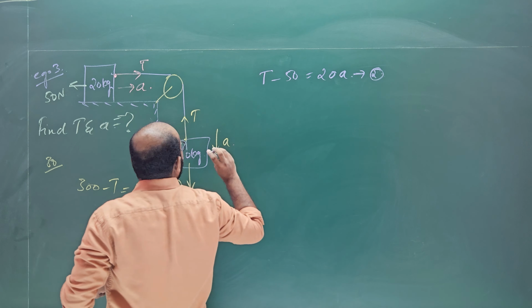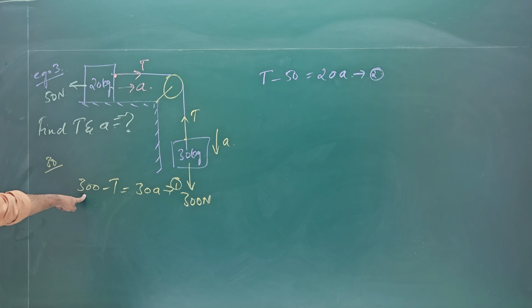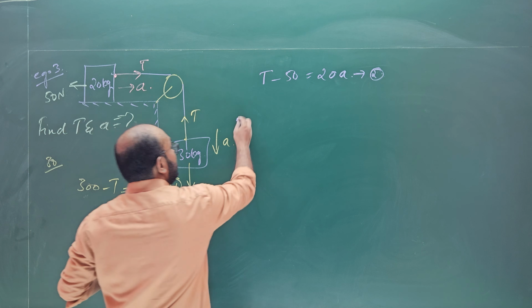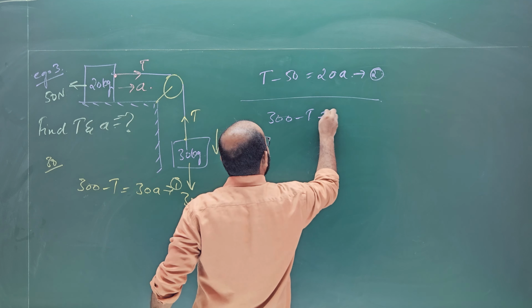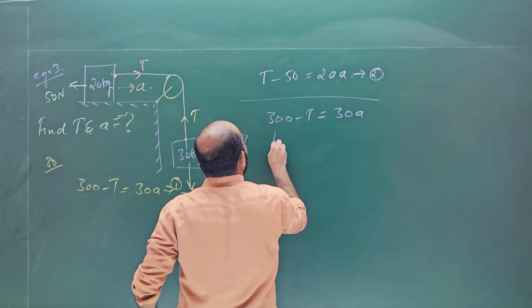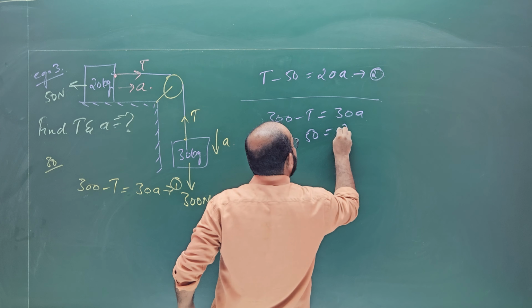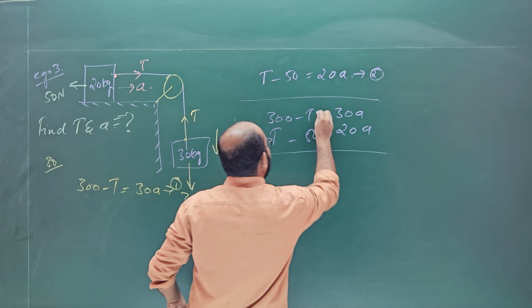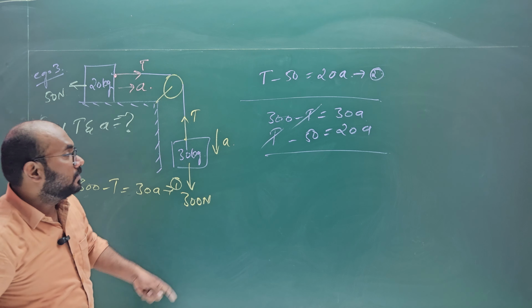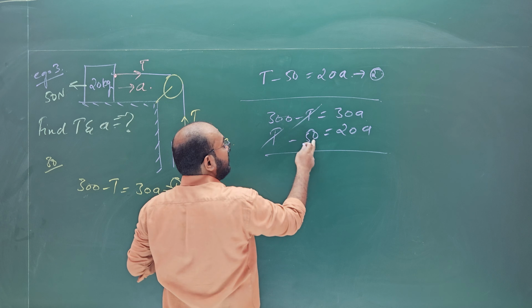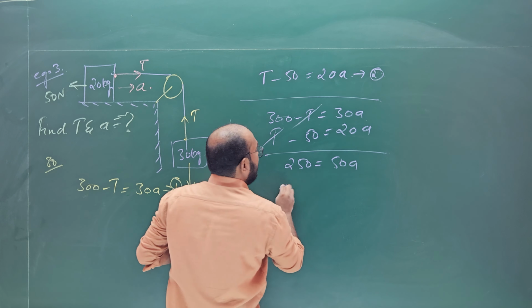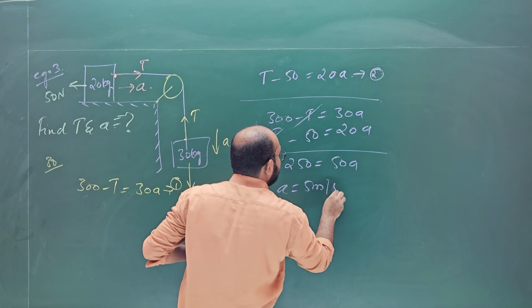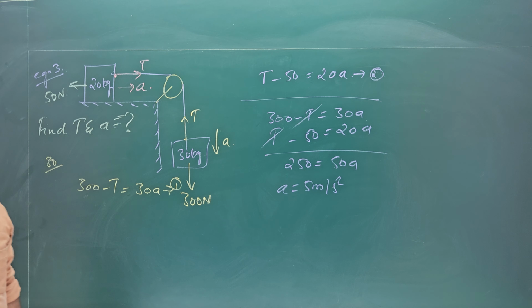Adding equation 1 and 2, T and T get cancelled. Adding equation 1 and 2: 300 minus T is equal to 30A. The second equation is T minus 50 is equal to 20A. Okay, can I cancel this T and T? So 300 minus 50, that is what, 250, which is equal to 50A, or A is equal to 5 meter per square second. Those who have got this answer, excellent, very good.